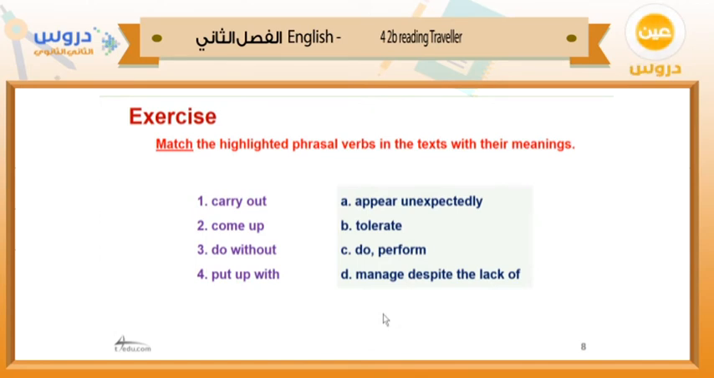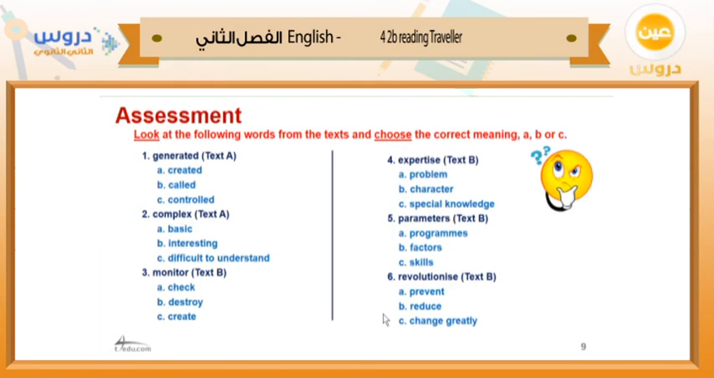Number 1, carry out. What's the meaning of carry out? Carry out means to do or perform. Come up. Say, come up with something. Come up means to appear unexpectedly. Do without: manage despite the lack of. Put up with: tolerate. Excellent.